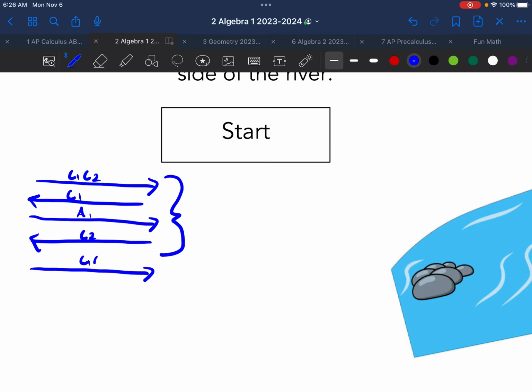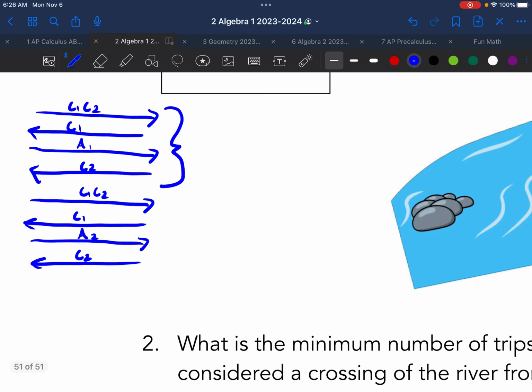We have child 1 and child 2. Again, I'm repeating this step down here. And then coming back, we have just child 1. And then to get across this way, we're going to have adult 2. And then, again, child 2 is still on the right-hand side, so we can have child 2 come back. And then at this point, the only people on the left are child 1 and child 2, so they need to get across. So we'll come back and say child 1 and child 2 will come back.